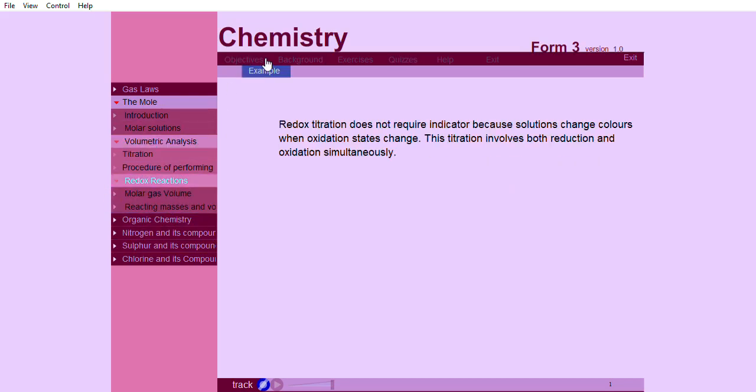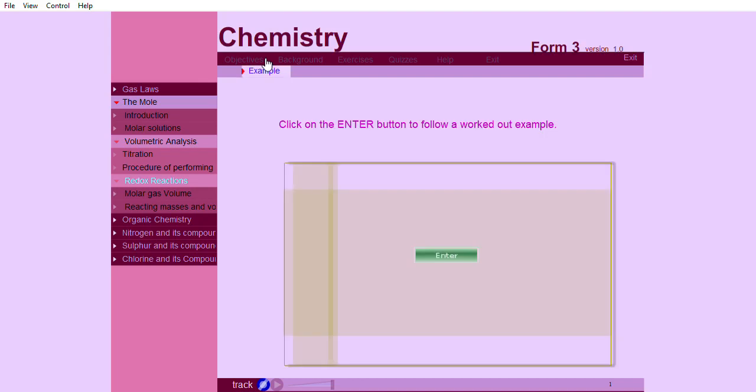Redox titration does not require indicator because solutions change colors when oxidation states change. This titration involves both reduction and oxidation simultaneously. Click on the Enter button to follow up on a worked example.